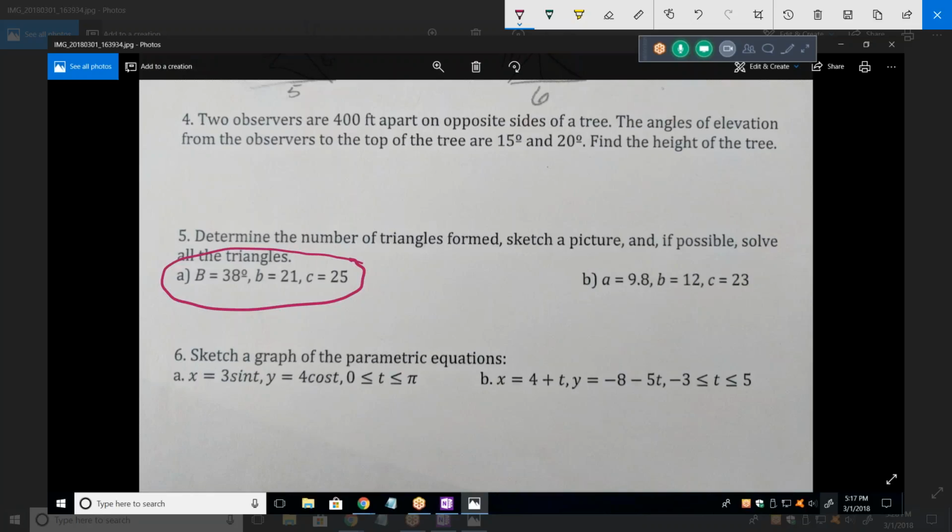It's got to be a triangle where you know theta, and you know this side, and you know this side. That's angle side side, or it could be this side and this side.